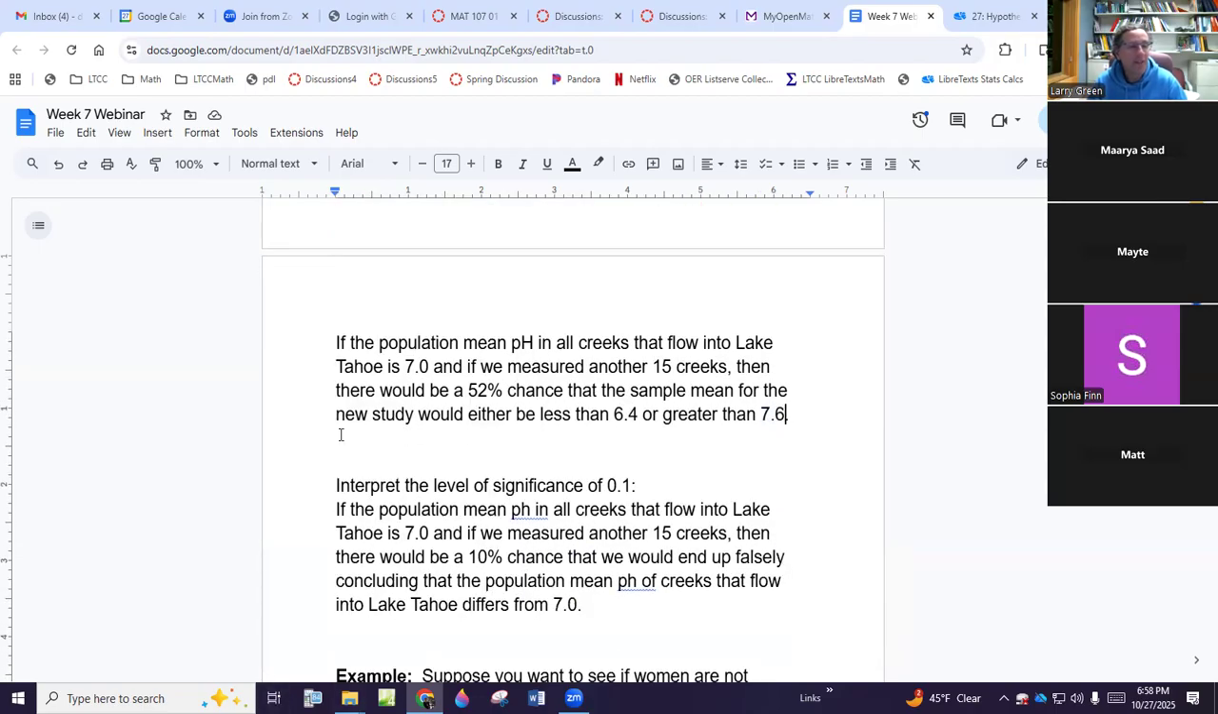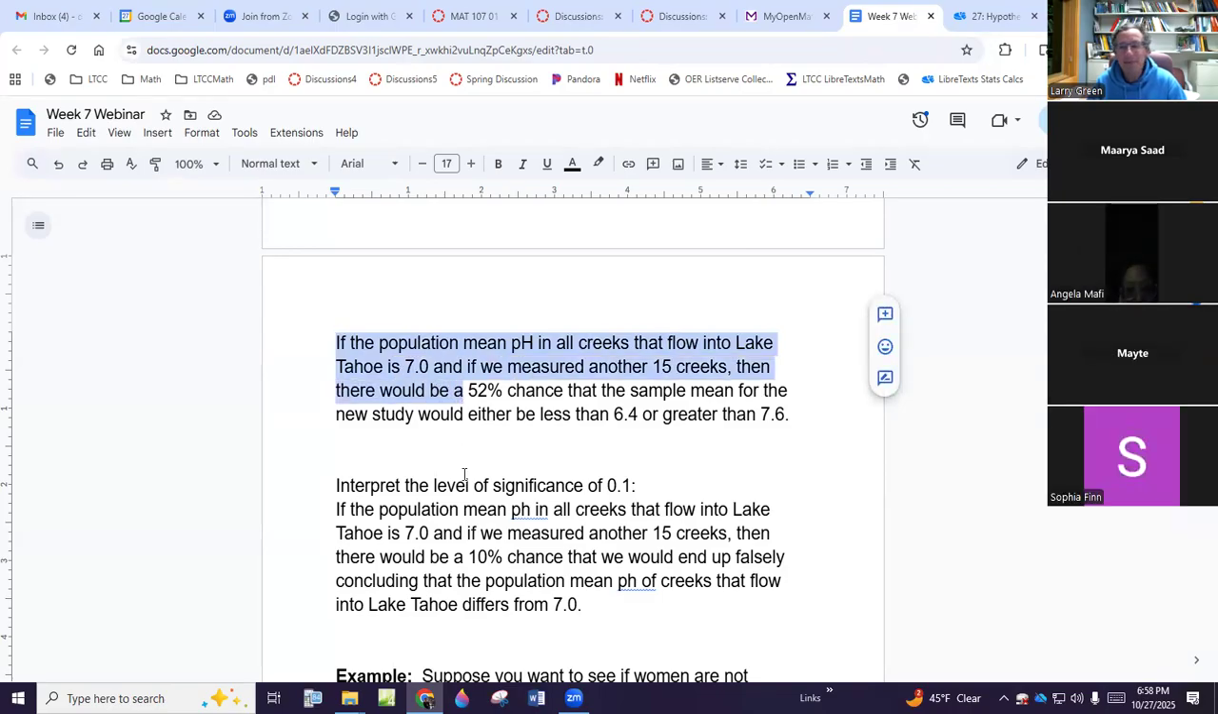Okay, to interpret the level of significance, notice that all the way up to there would be a is the same. So if the population pH in all creeks that flow into Lake Tahoe is 7.0, and if we measured another 15 creeks, then there would be a. Now our level of significance we chose as 10%, or 0.1. So there'd be a 10% chance that we would end up falsely concluding that the population mean pH of creeks that flow into Lake Tahoe differs from 7.0. Any questions on this? Any questions?